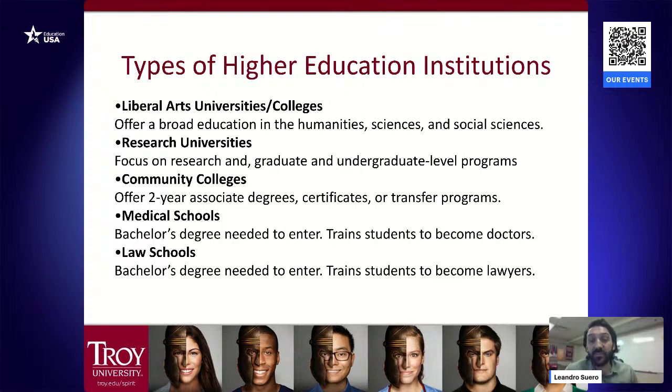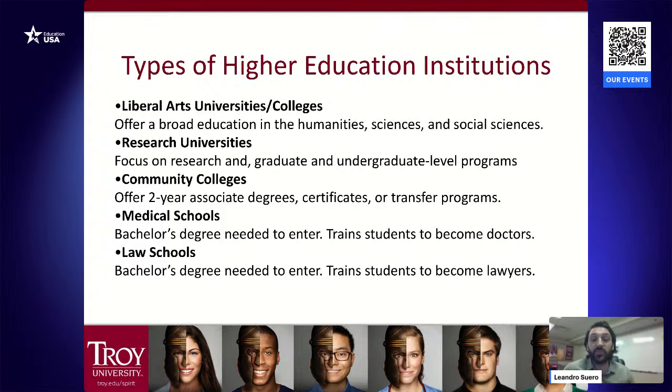Then you have research universities, as the name explains. It's self-explanatory, I guess. They focus on research, and the majority of their students are probably at the graduate level, even though they also offer undergraduate programs. Community colleges, if we go back to the first screen, offer associate degrees.